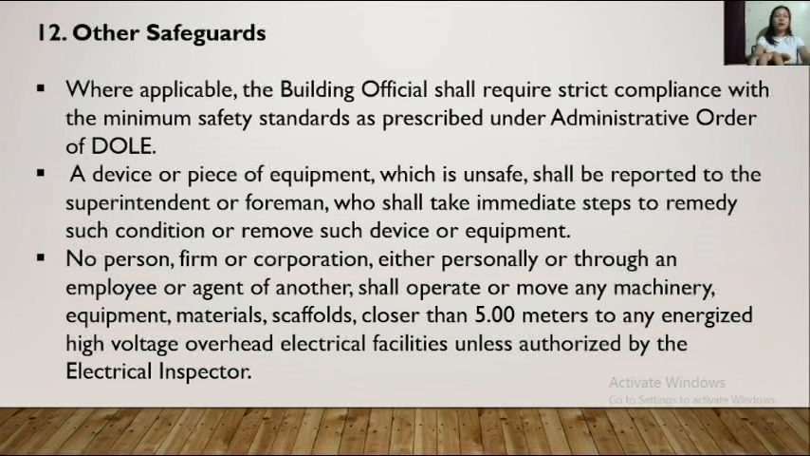We have also here the other safeguards, which is the building official shall require strict compliance with the minimum safety standards as prescribed under administrative order of the DOLE. Then a device or piece of equipment which is unsafe shall be reported to the superintendent or foreman, who shall take immediate steps to remedy such condition or remove such device or equipment. Then no person, firm, or corporation, either personally or through an employee or agent of another, shall operate or move any machinery, equipment, materials, or scaffolds closer than 5 meters to any energized high voltage overhead electric facilities unless it is authorized by the electrical inspector.